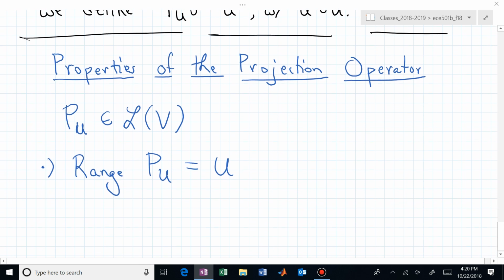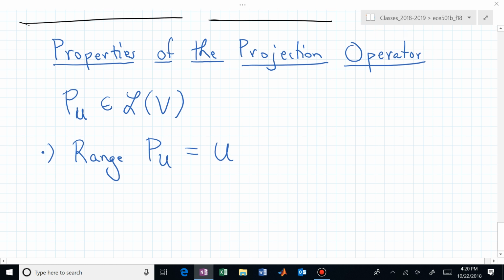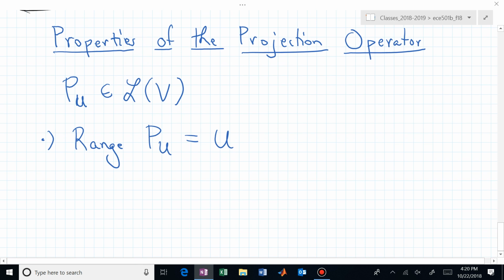So you give me a vector V and another vector V, you can show that that operator will be linear. So it satisfies linearity properties. The linear combination of vectors that are operated on by P sub u will be those linear scaled versions of P on each of the individual components of the V's, or the V1, V2, etc. So the first property is that the range of this operator is the subspace U.